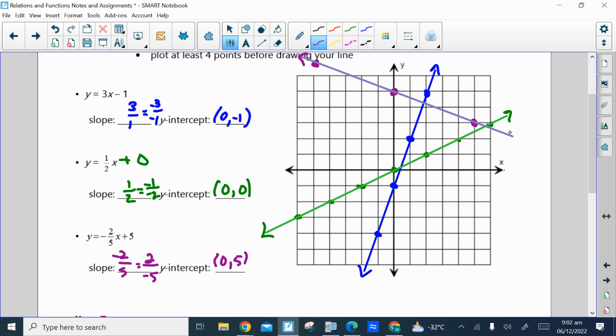And we've put arrows on the end to show that it goes in those directions forever. Notice that the first 2 slopes were positive slopes, +3 and +1/2, and so they rose as you went left to right. The last slope, though, is negative, and that's why it falls as you go left to right.